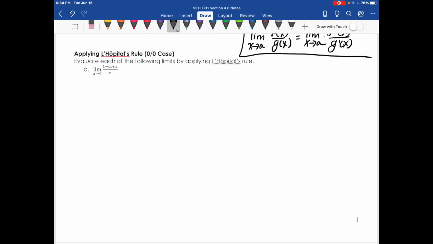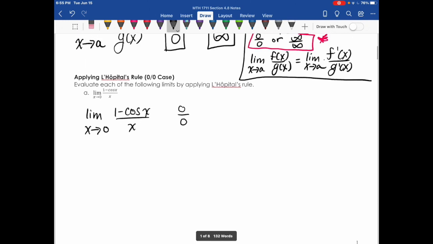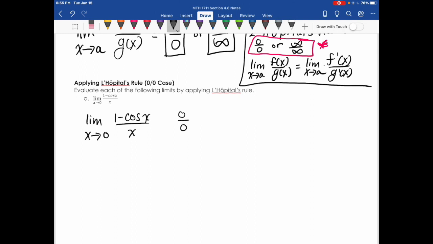Because if I plug in 0 for cosine, cosine is 1, and then I have 1 minus 1 on top, which is 0. And then, of course, if I plug in 0 in the denominator, I'll have 0. So the limit as x approaches 0 of 1 minus cosine x over x gives us the indeterminate form of 0 over 0. Now, because we have 0 over 0, it's one of the two cases where we can use L'Hopital's rule.